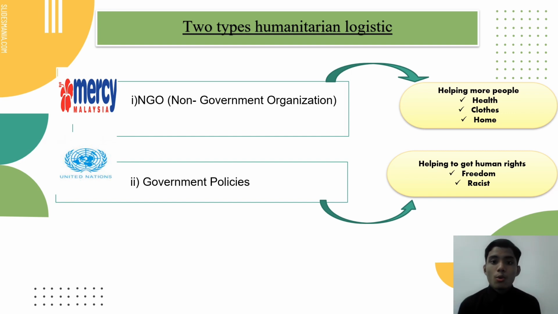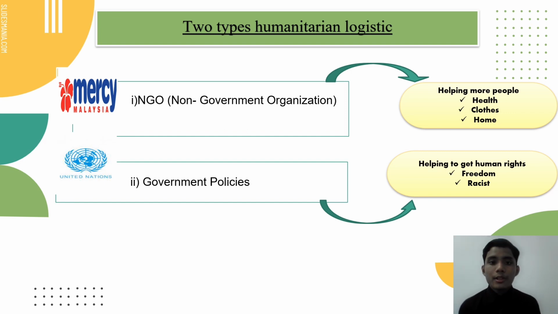There are two types of humanitarian logistics. Number one is NGO, which is non-government organization. As an example, you can see Mercy Malaysia helping more people, providing clothes and homes to ensure all people deserve to have their living and continue surviving in the conflict country. As an example, Mercy Malaysia helped in Indonesia after the tsunami disaster.